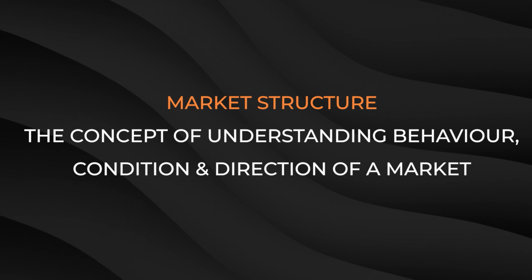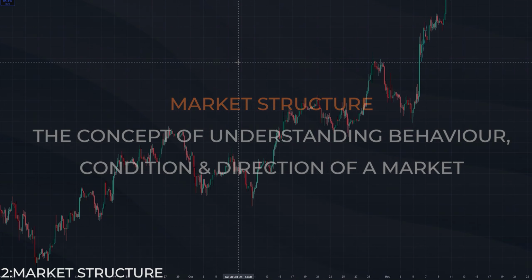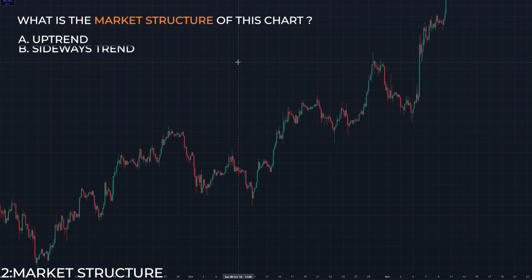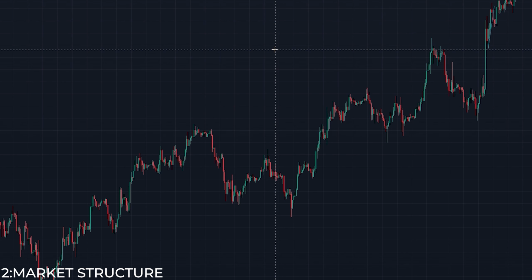Simply put, market structure is the concept of understanding the behavior, condition, and direction of the current market. Let's look at this chart as an example. But first of all, what do you think the market structure is in this chart? Is this an uptrend or a sideways trend? I'm sure most of you will answer uptrend because the price is going up. If that's the case, you're right. This is actually an uptrend.